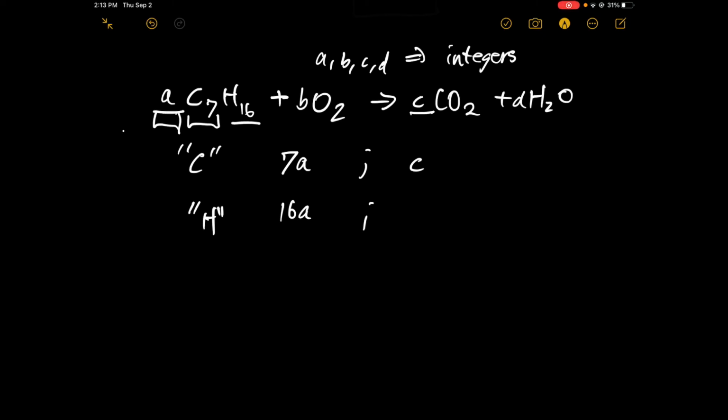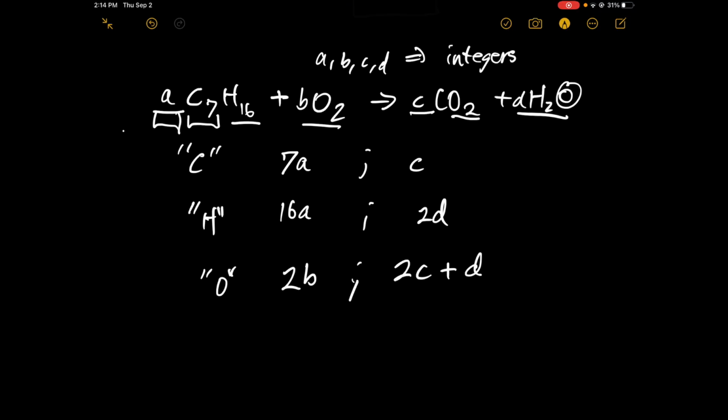Good. Then for H, we have 16 times A. On the other side, there are 2D H's. And for O's, here there are 2 times B O's, and on the right-hand side there's 2 times C, but then there's also an oxygen here, so it's plus D times 1.